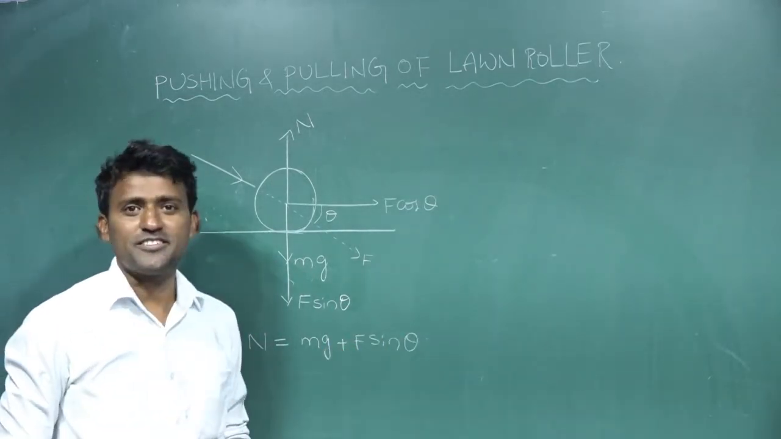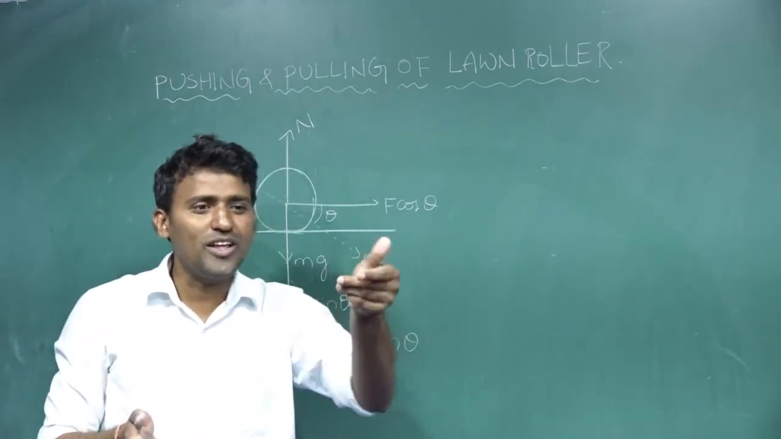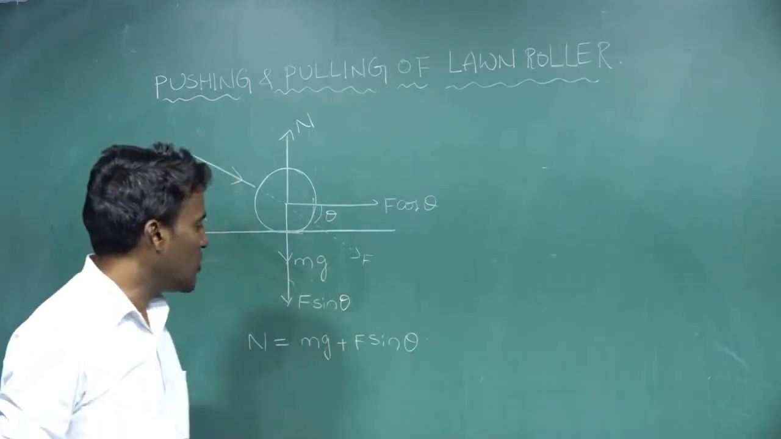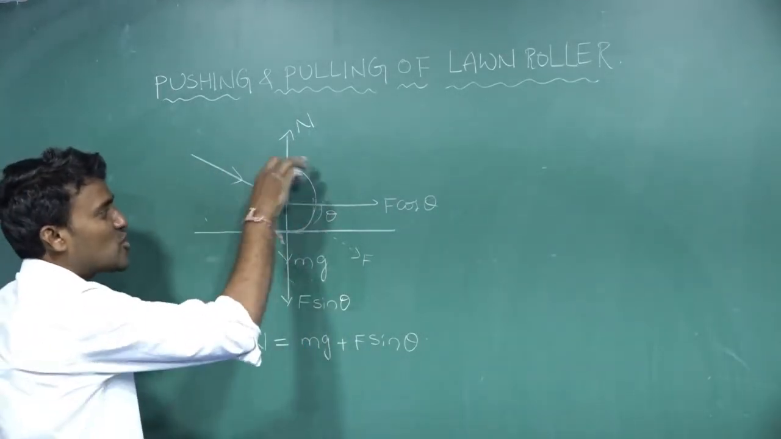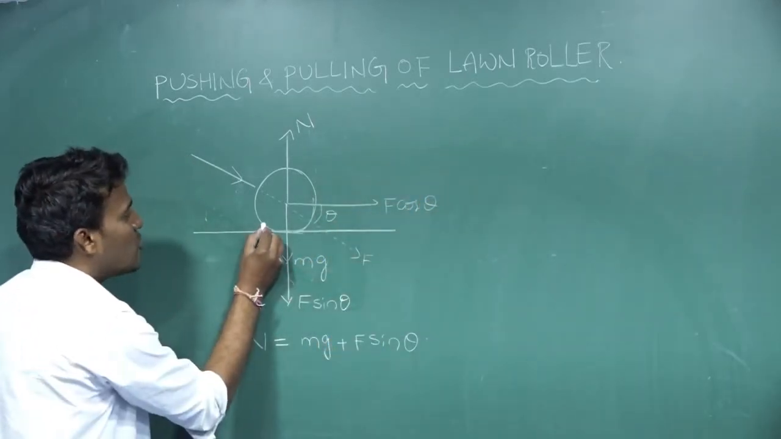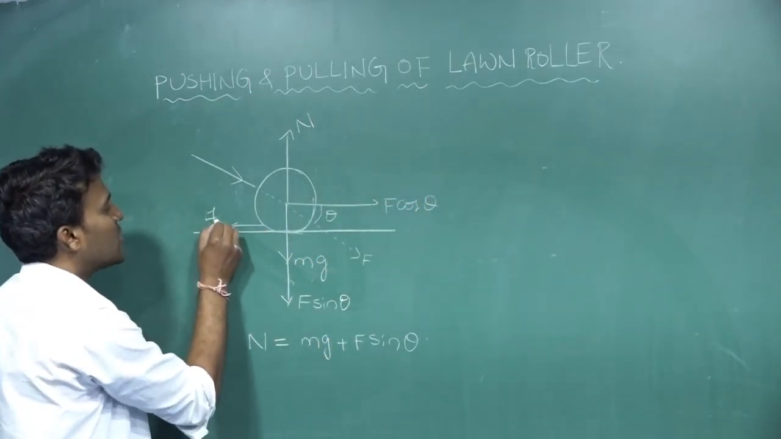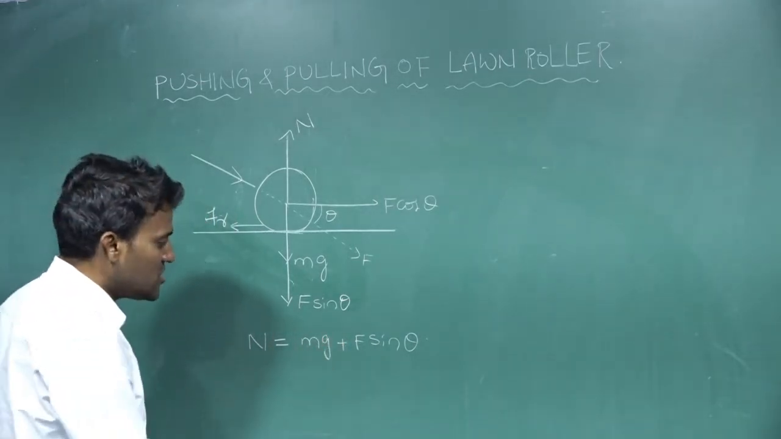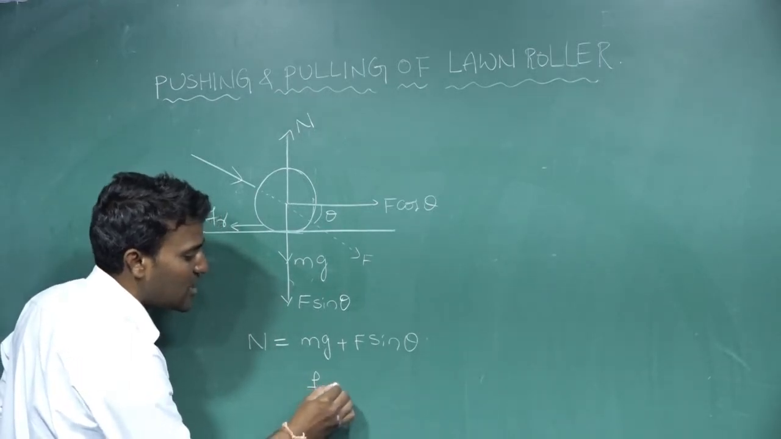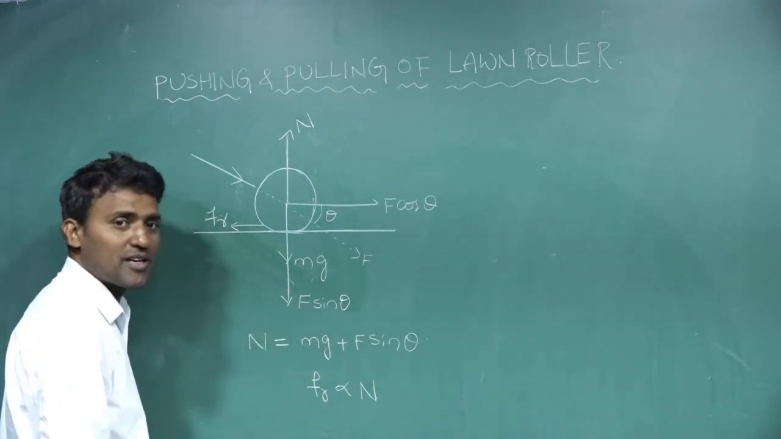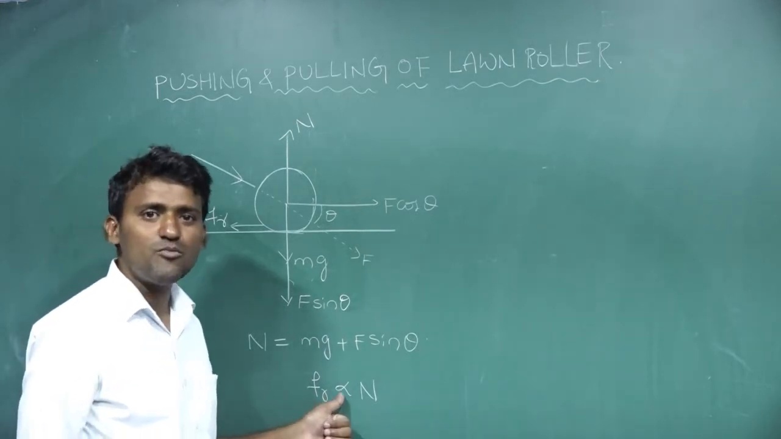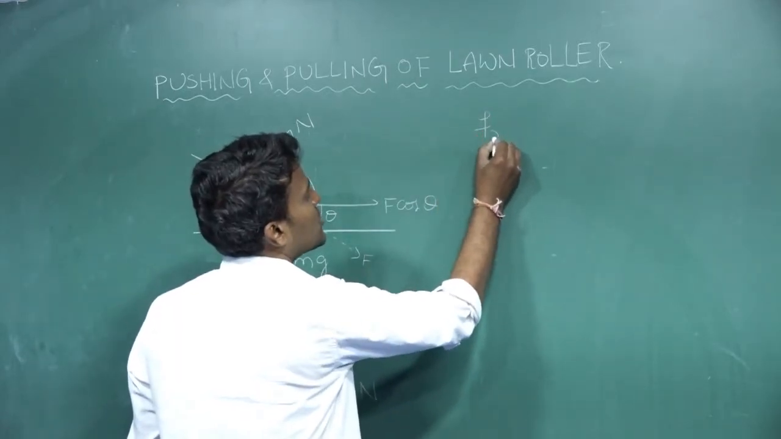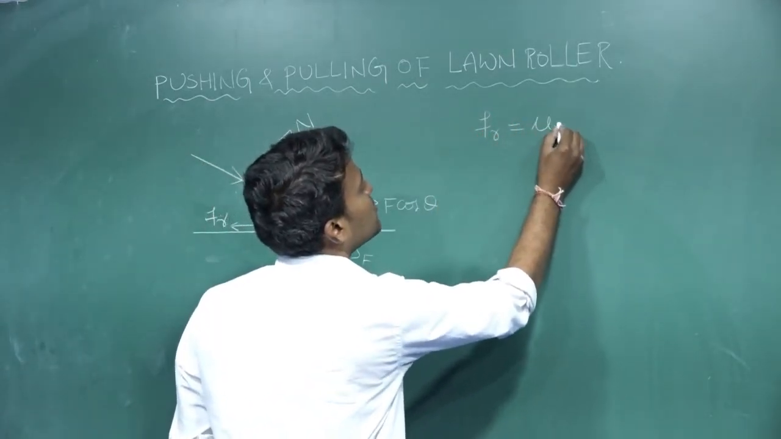Now, this land roller is moving, it is rolling. When it is rolling in the forward direction, there is an opposing force. That opposing force is the rolling frictional force. I have already given the formula, but I am giving it again. The rolling frictional force is directly proportional to the normal force. When you remove the proportionality, one constant takes place, that is mu r.